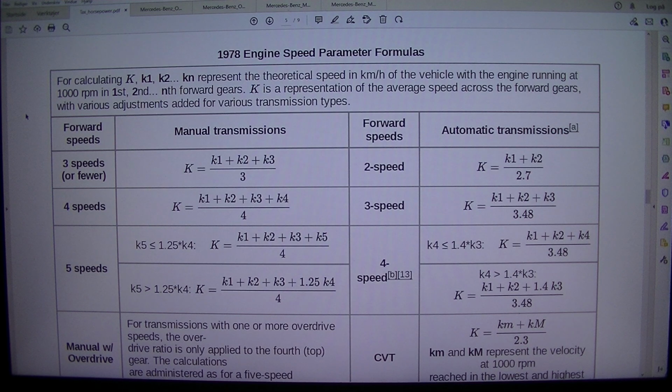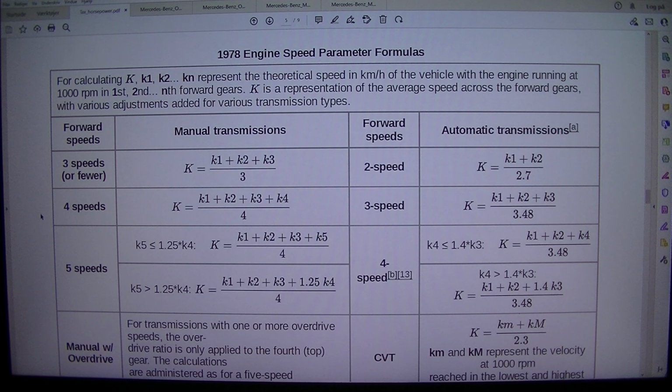4-speed automatic transmissions: A. 3 speeds or fewer. 2 speed, 4 speeds, 3 speed, 5 speeds, 5 less than or equal to 1.25 asterisk K4, 4 speed, B. 13. K4 less than or equal to 1.4 asterisk K3, K5 and GT 1.25 asterisk K4, K4 and GT 1.4 asterisk K3, manual.